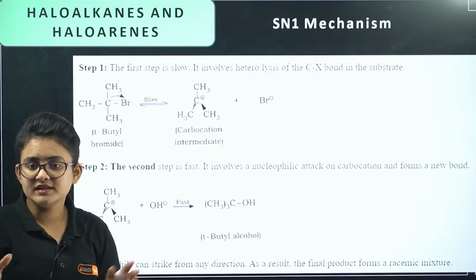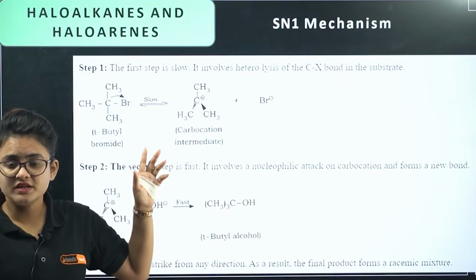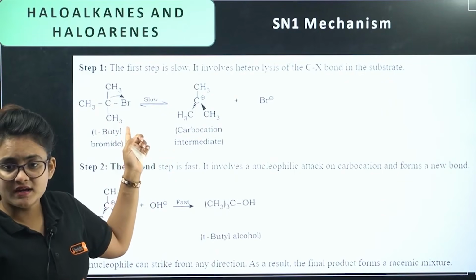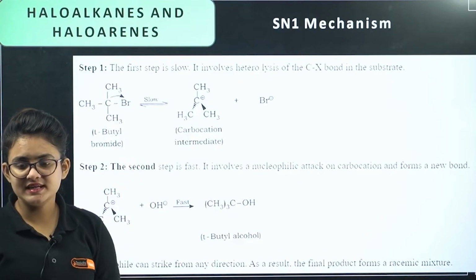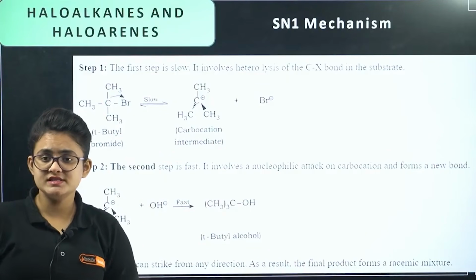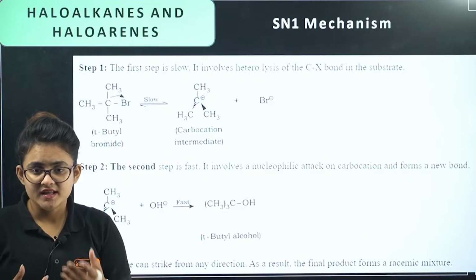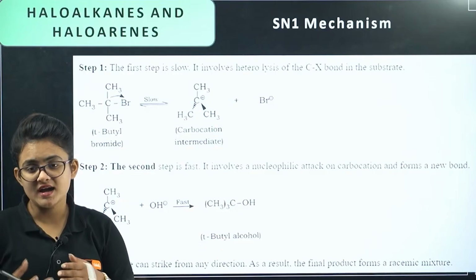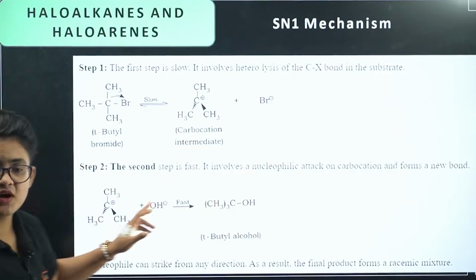And one more thing, that it is a first order reaction, because the rate of the reaction depends only upon the concentration of this particular starting material, or tertiary butyl bromide only. I guess it's clear to you. One more thing that I wanted to mention here, if you want to proceed SN1 reaction with an optically active alkyl halide, then you can expect a racemic mixture as a product. So the product is R and S mixed, the racemic mixture. So this is all about the SN1 mechanism.